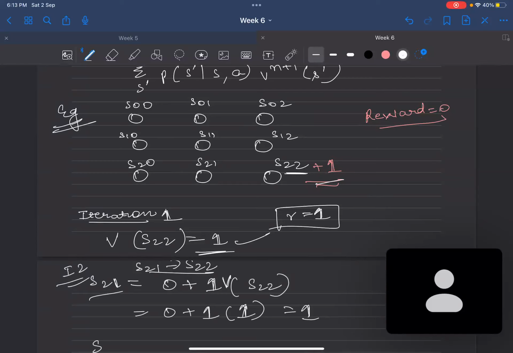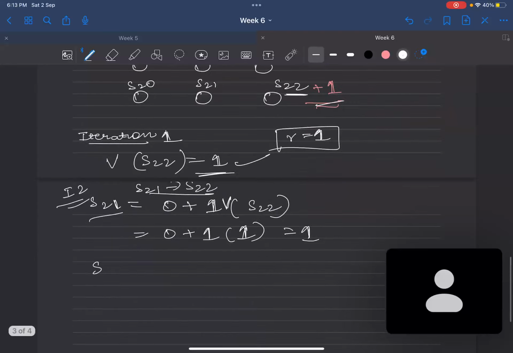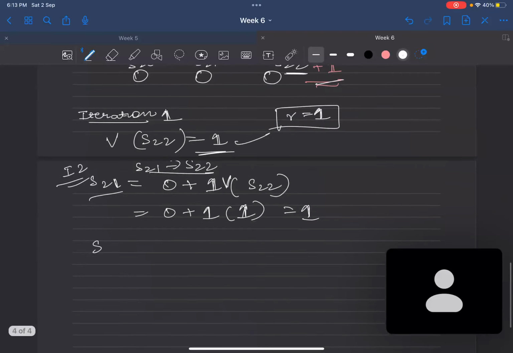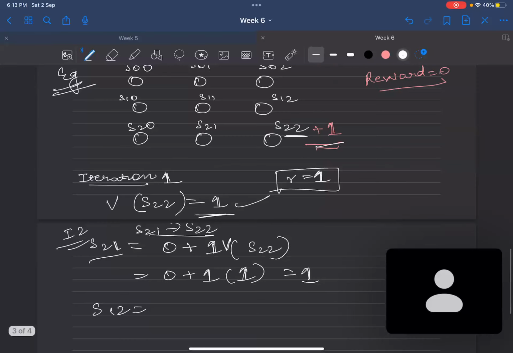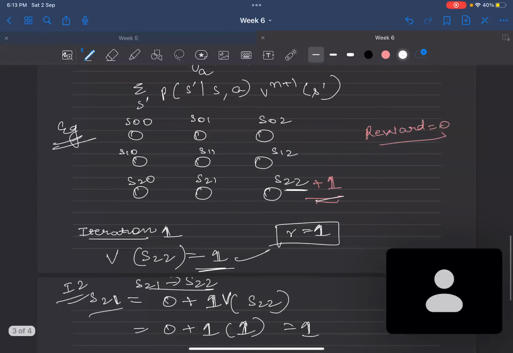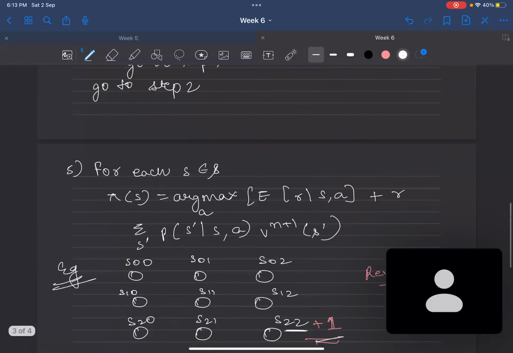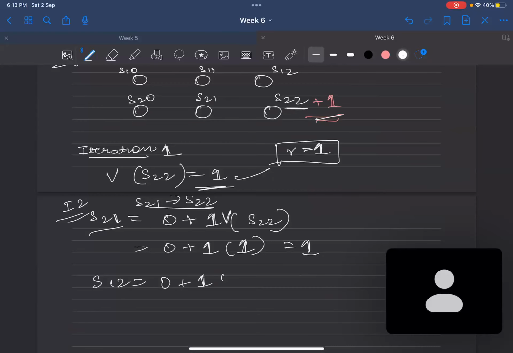It's four connected, not eight connected. To reach S22, S21 is okay. So S21 is okay. Now the next one is, I can say, S12, suppose. S12 is similar to S21, the same. Yes. So can I say the same thing? Yes.